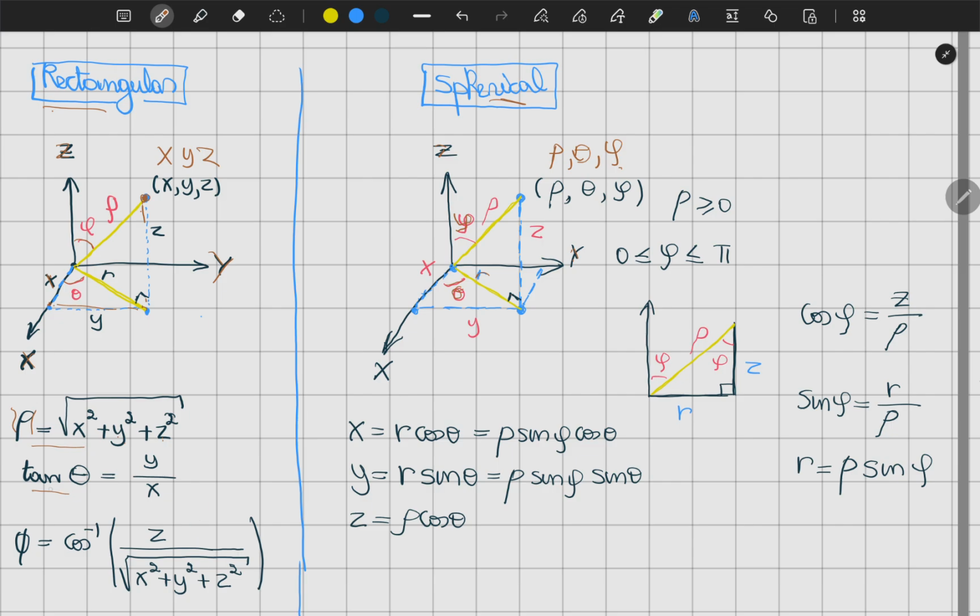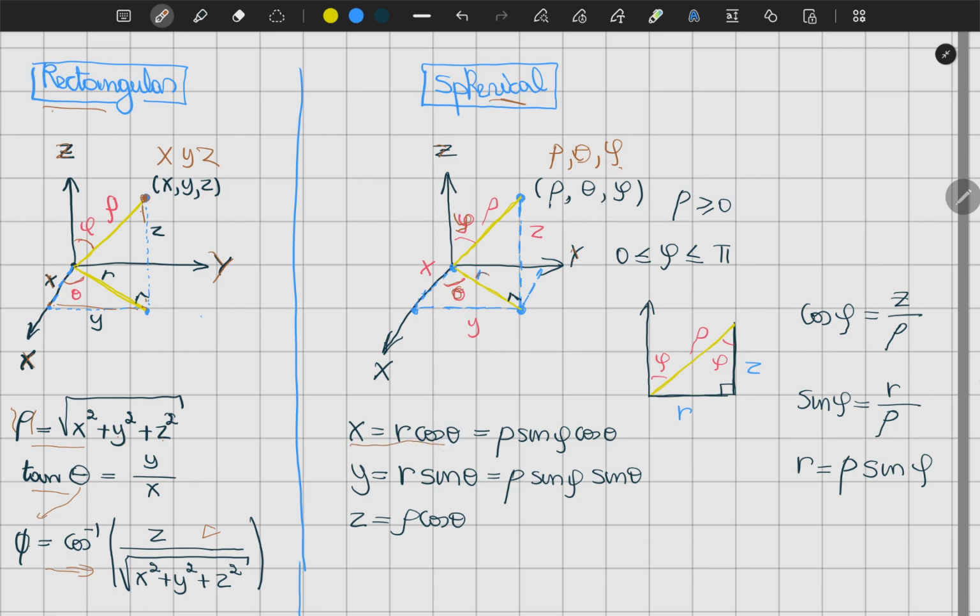And if you want to get the tangent of theta, this is how you do it, it will be y over x. And in order to solve for theta, this is the formula you take. This is to get phi. For example, this is the formula that you can use, cos inverse, and you're going to use this formula so that you can solve for phi.